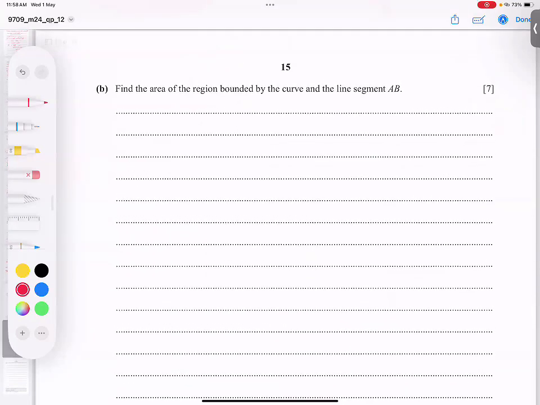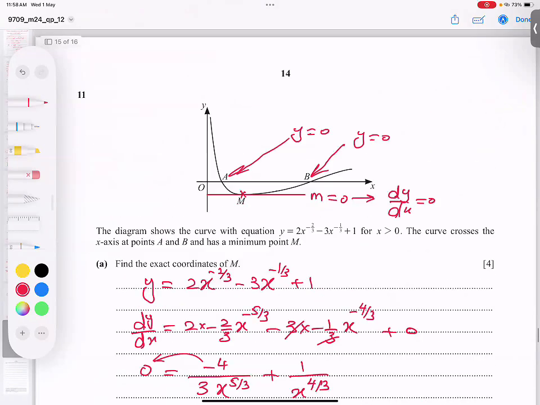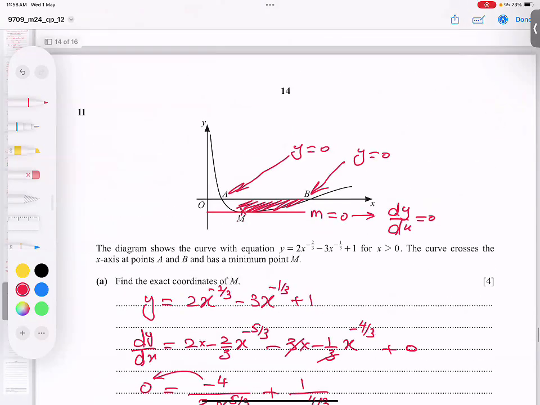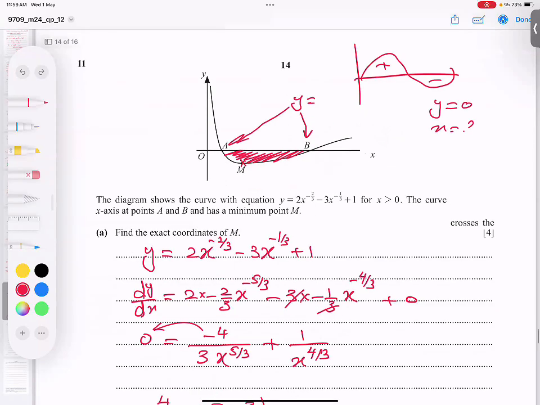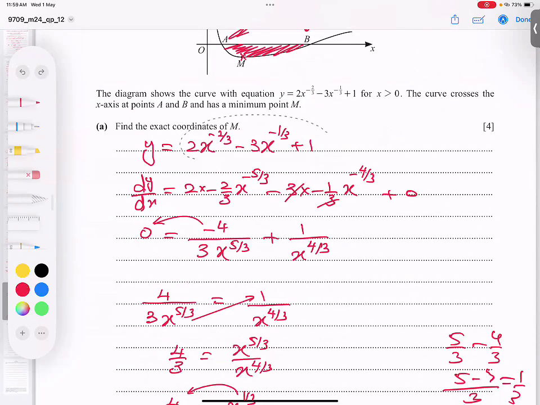Area of the region bounded by the curve and the line segment AB. Now we are bound to get this area, and make sure of two important things here. Number one, I'm looking for the AB coordinates. I plug in y equals 0 for both points. So step number one, I will find x values A and B. Second thing, any area above the x-axis is positive, and below the x-axis is negative. It means this will naturally give us a negative area, and I will remove the minus sign at the end. Okay, so let's start. What I will do is copy this equation.